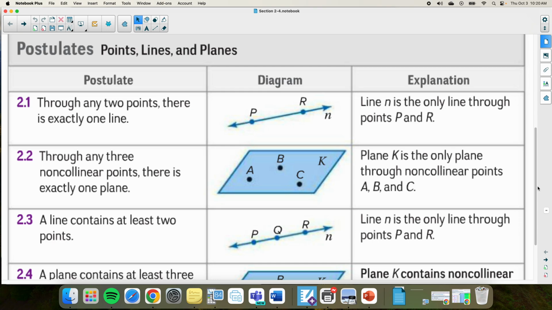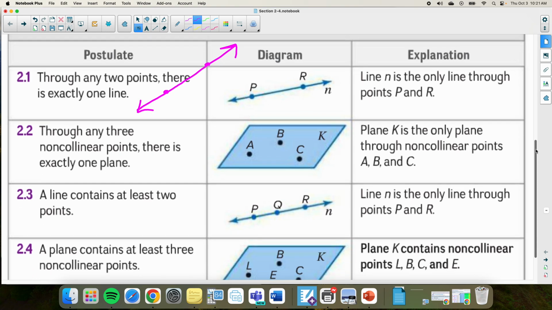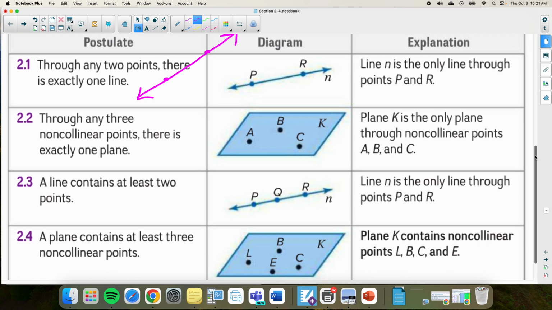So first of all, for 2.1, what it says is if you have 2 points, you can draw exactly one line through those 2 points. Okay, so that is just kind of obvious, but yet it's a postulate, which I should explain too. A postulate in geometry is like a scientific law in science. Then it says, through any non-collinear points, there is exactly one plane.